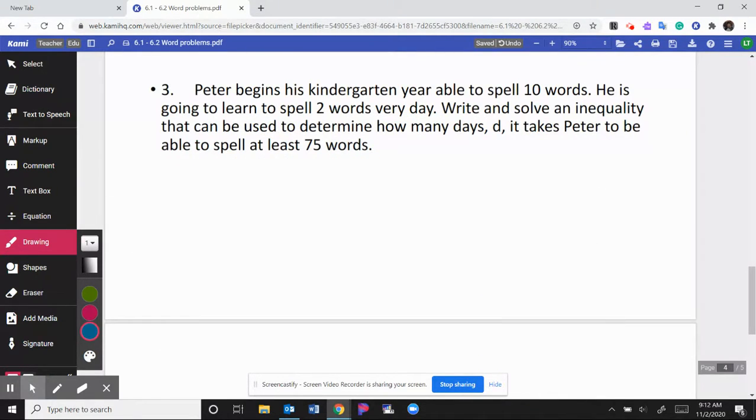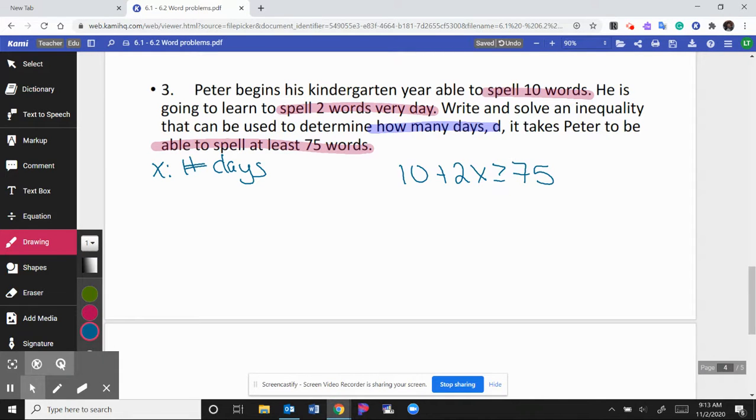Again, pause the video, read through, underline your keywords, define your variables, see if you can get all the way through this one. Go ahead. So we have here x being the number of days, or you could have used d like it asked in the problem, and you have your inequality here: 10 plus 2x is greater than or equal to 75. This is our first one that has a greater than or equal to sign. So let's take a look as to why.